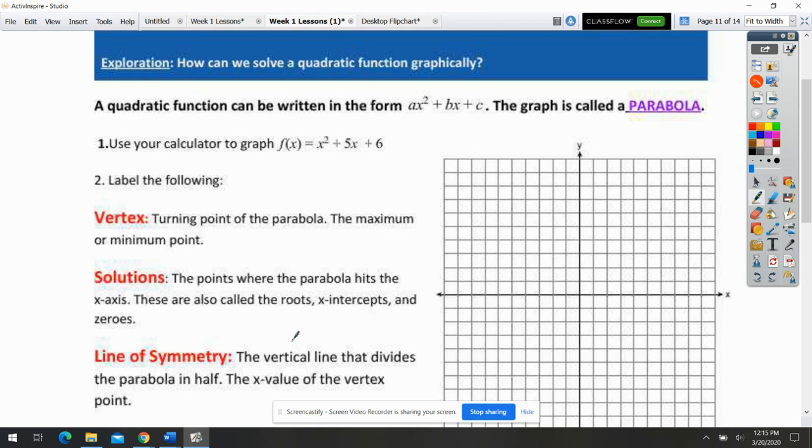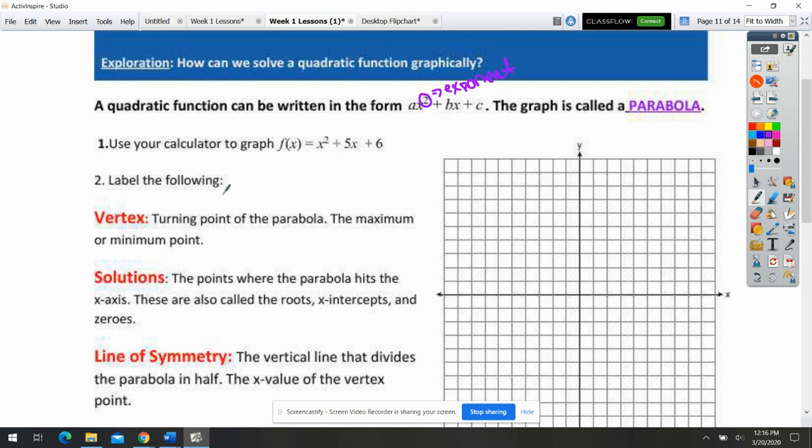So how can we solve a quadratic function graphically? A quadratic function is written in the form ax squared plus bx plus c. The part that makes it a quadratic equation as opposed to linear is the fact that one of the x has an exponent of 2. And that's what differentiates it from other functions that we've been seeing. The graph of a quadratic function is called a parabola.